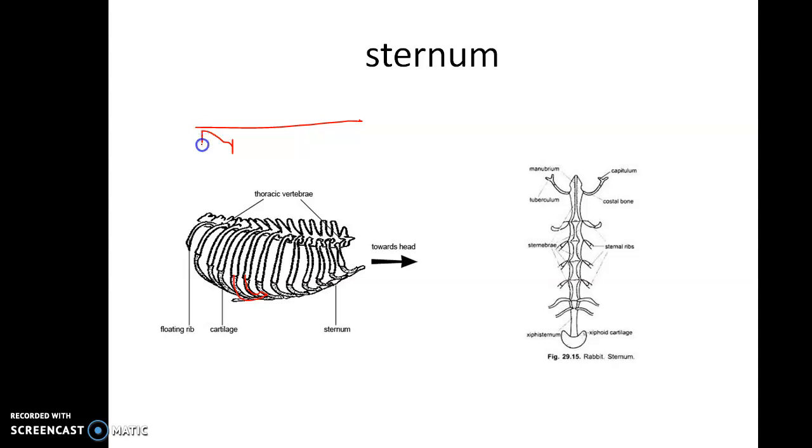7 direct ribs. These are all directly attached to the sternum. Okay, 1, 2, 3, 4, 5, 6, 7.